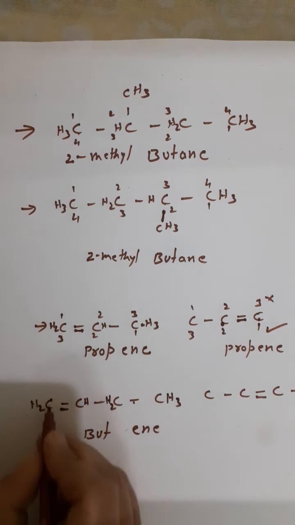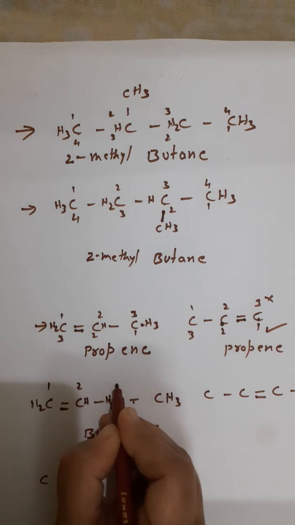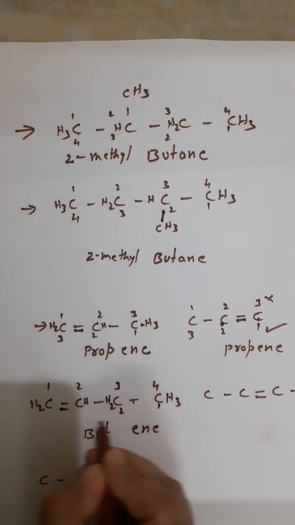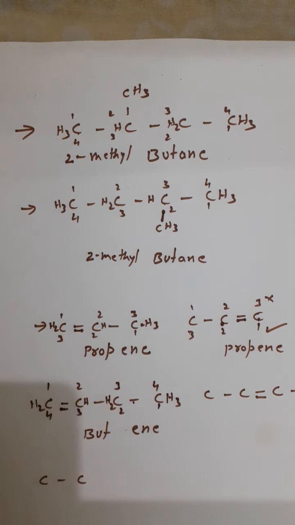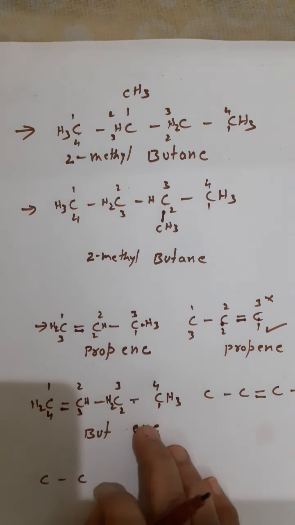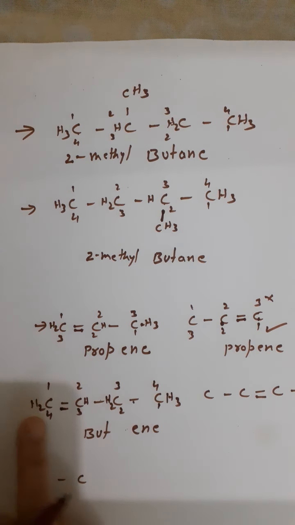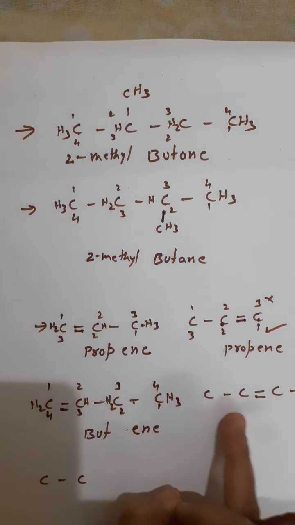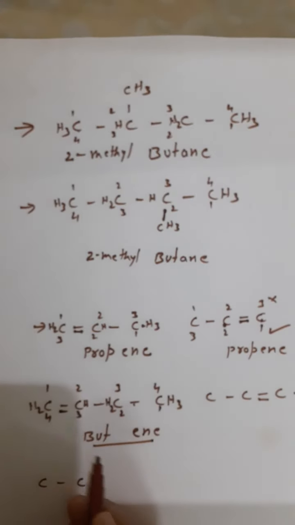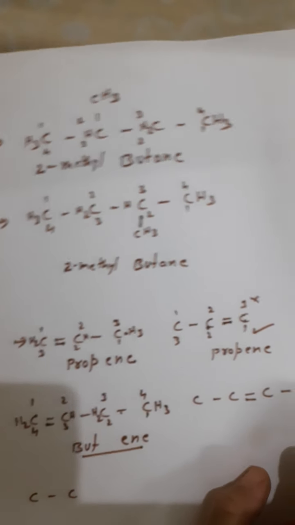Now start numbering 1, 2, 3, 4. Start from this side. 1, 2, 3, 4. So where is the ene getting the lowest value? From the left side. So it is but-1-ene or simply butene. Okay. So it's simply what? A butene. But come to this one.